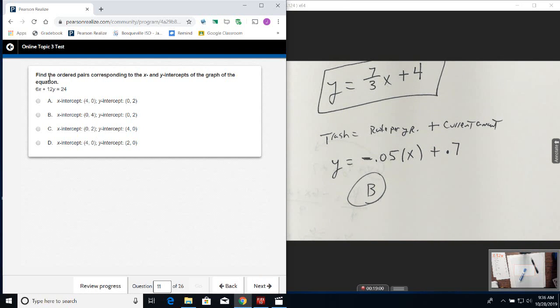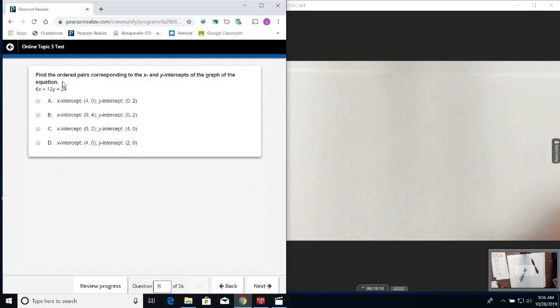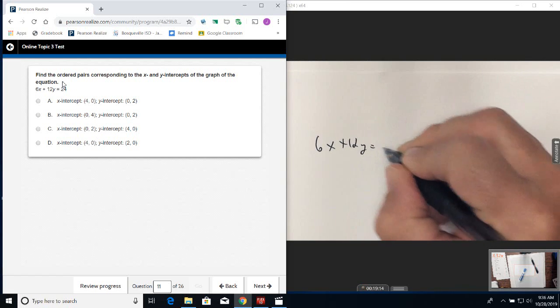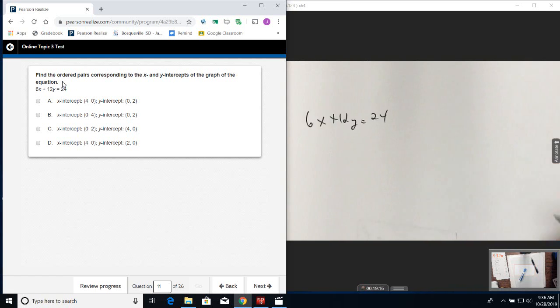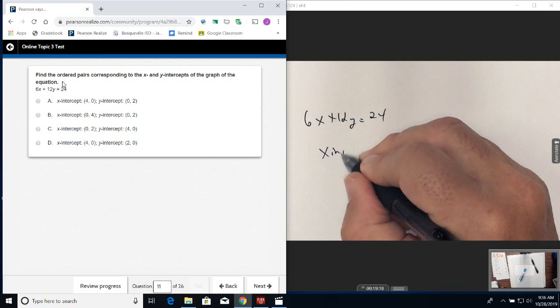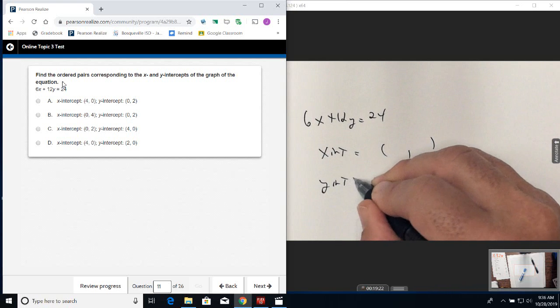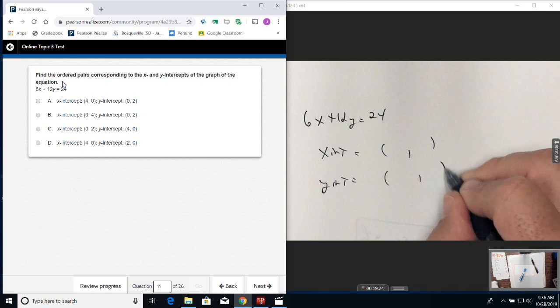Alright, let's look at 11. It says find an ordered pair corresponding to x and y intercepts of the graph of this equation. So basically I'm just giving you this standard form of a line, and I'm asking you for the x and the y intercepts. What is the x-intercept? And tell it to me as an ordered pair. And what is the y-intercept? And tell it to me as an ordered pair.